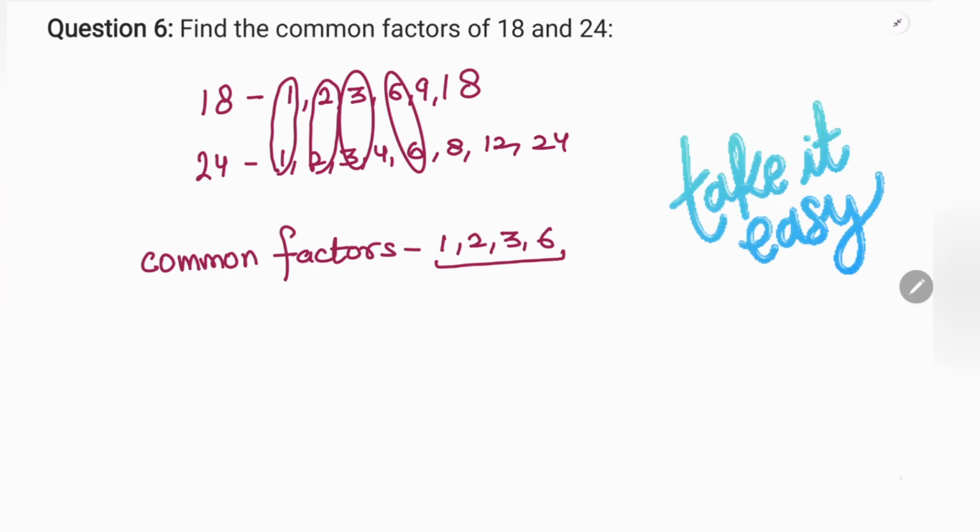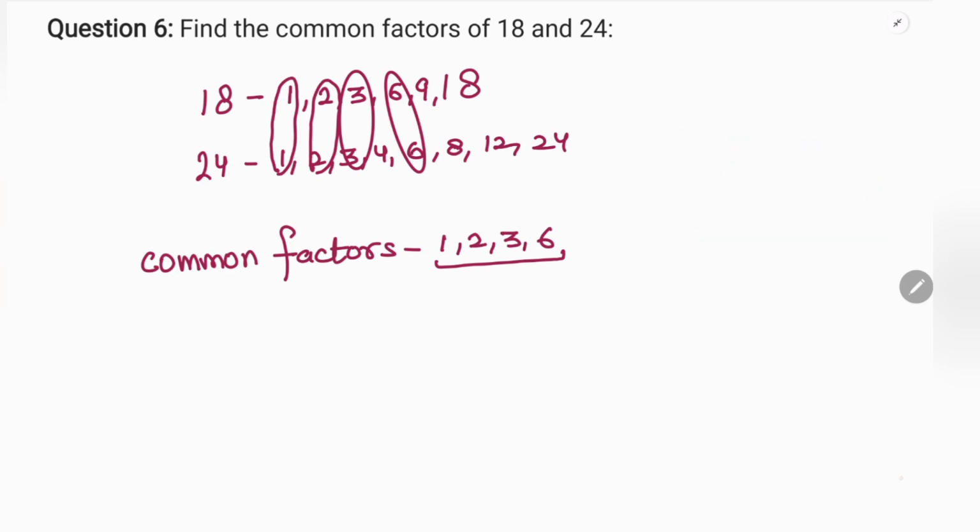Why are we writing common factors? Because after this we are going to learn highest common factor. HCF. You can say HCF, you can say GCD, greatest common divisor. Okay, which of these is the greatest? 6. So 6 is HCF. Okay, we write common factors, but I will tell you another method as well to find HCF, or GCD.